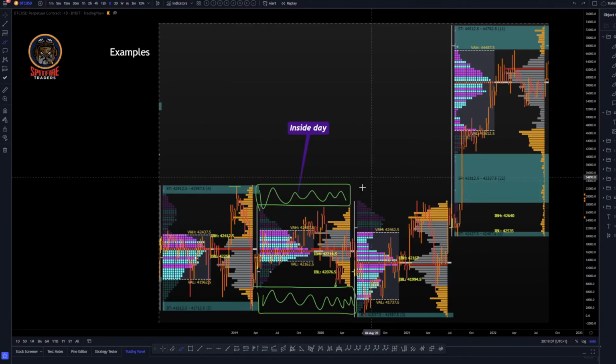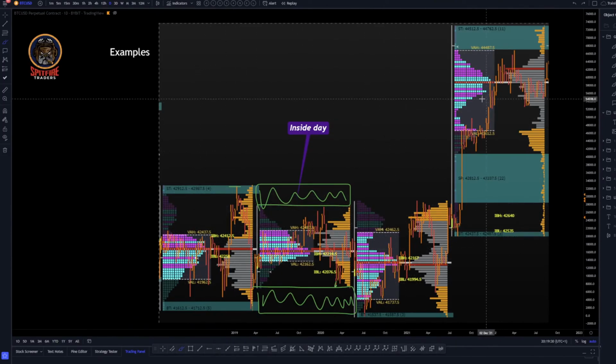Absolute great example is this. It's so beautiful, it's so perfect. And this does happen. This wasn't that hard to find, this example. It does happen. I remember this one, in fact. So that's how we trade them.